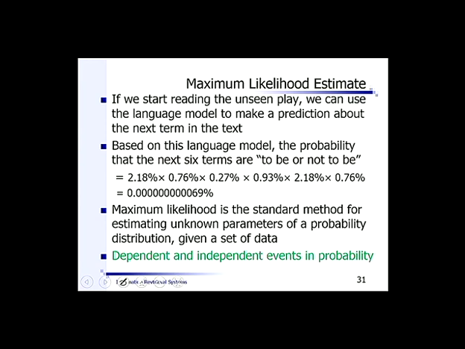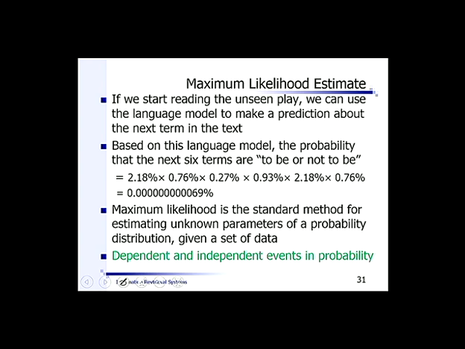If we start reading the unseen play, we can use the language model to make a prediction about the next term in the text. Now we have just taken the example that we all know about, 37 plays of Shakespeare, and now a new play is discovered. Now people debate about whether it is written by Shakespeare or not. If we start reading the unseen play, we can use a language model to make a prediction about the next term in the text.